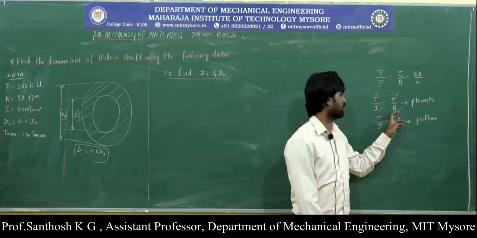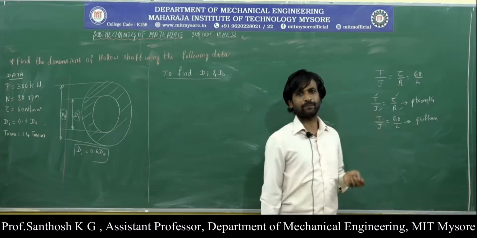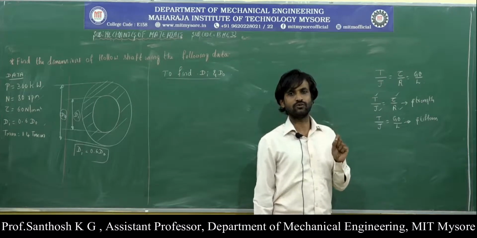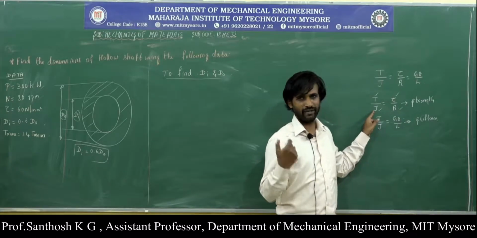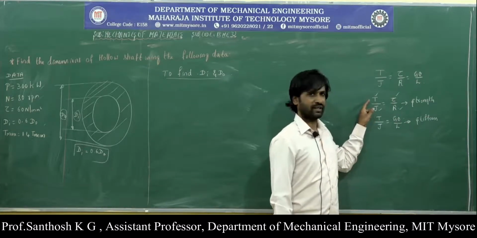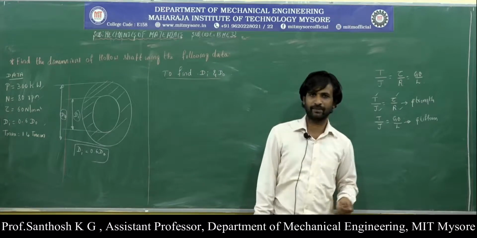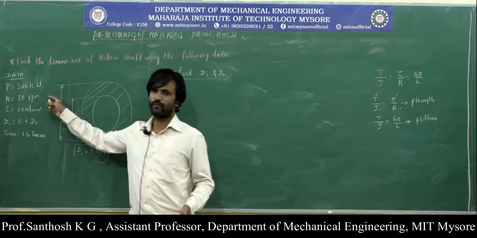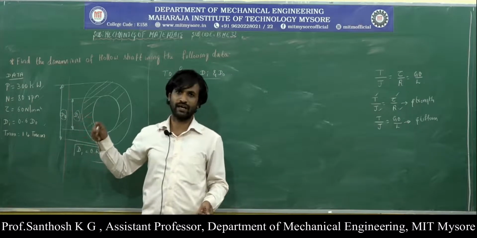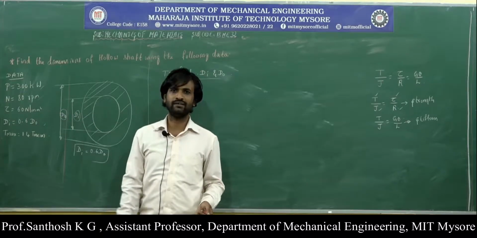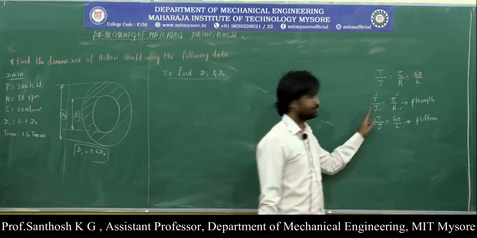So in this equation, R represents d naught by 2, which I need to find, and J represents pi by 32 times d naught to the power of 4 minus di to the power of 4. In this J we have the unknowns that need to be determined, and the value of T represents the amount of torque transmitted by the shaft. Here the torque transmitted by the shaft is not given. So instead of giving the torque directly, they have given the power and speed. So using the power and speed, we can find the value of T.